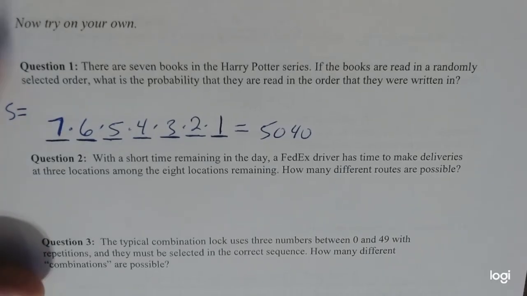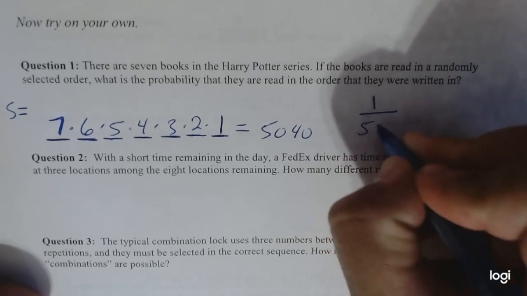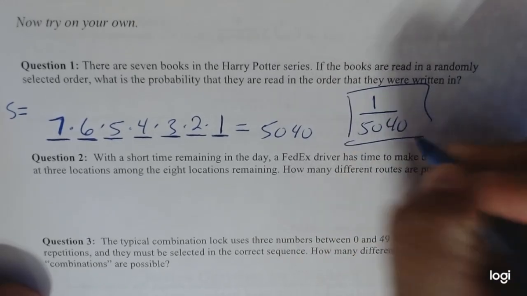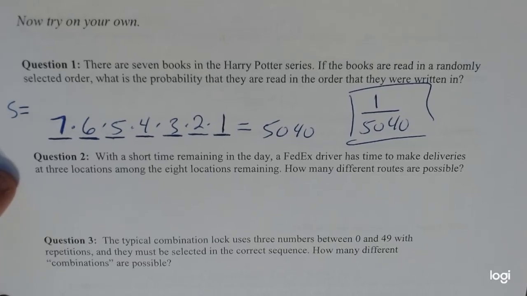Now remember, we're not done yet because it asks us for the probability. So the probability would be 1 over 5,040. And for this one, you can leave it as a fraction because a lot of the times these will be very, very small numbers. Okay. So let's go another one, question 2 now.